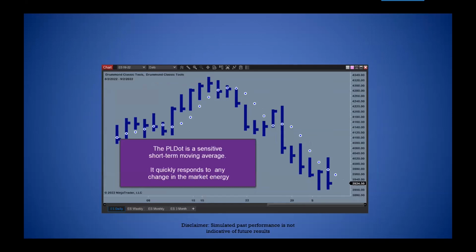It quickly shifts from going across the page to quickly reverting into a straight line up or down. So it quickly responds. It's very responsive.